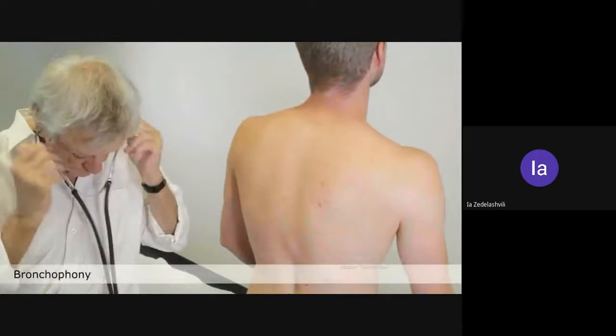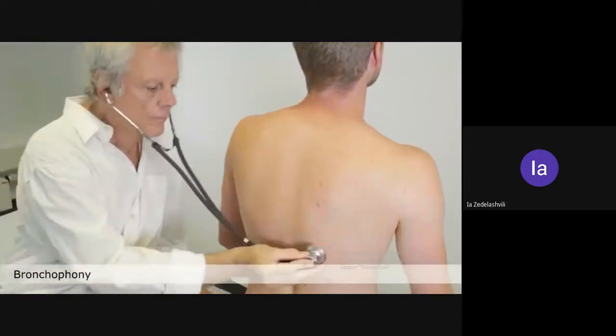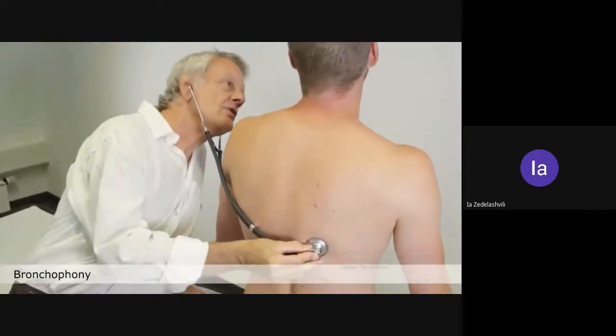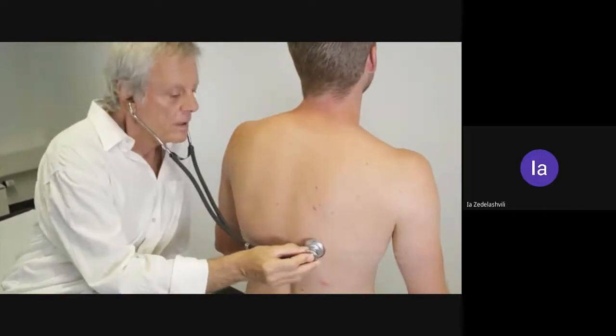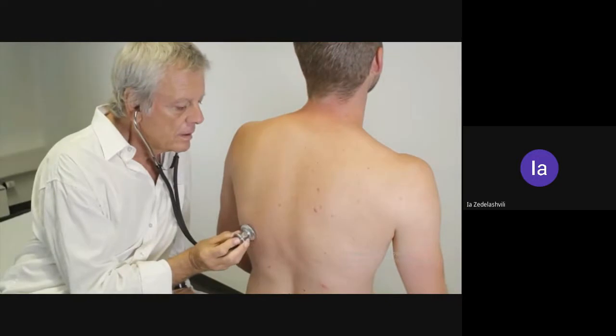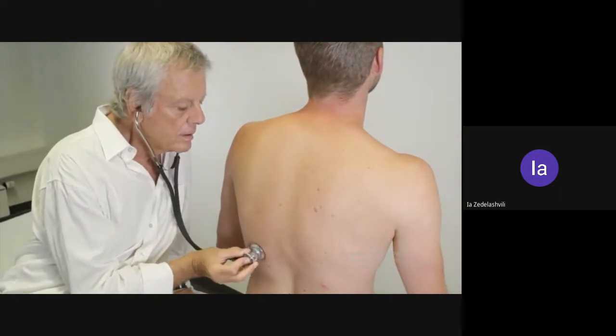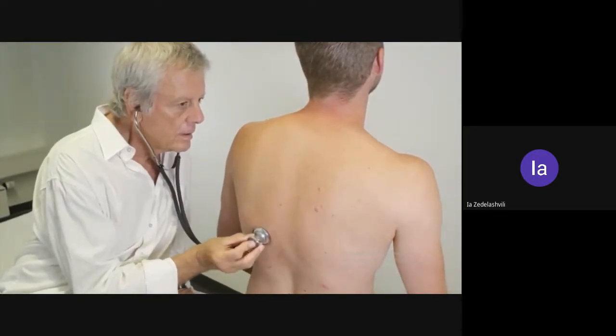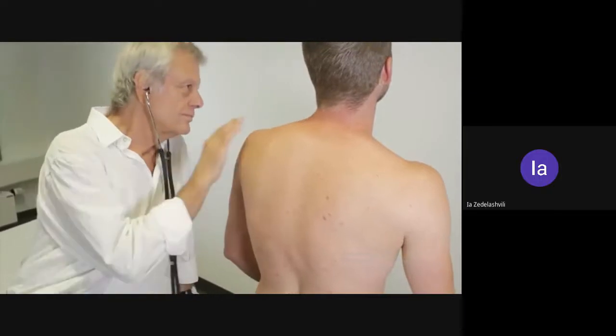Closely related to tactile fremitus is bronchophony. The patient is asked to whisper 66 while the examiner auscultates the lungs. In states of increased sound conduction, the whisper is louder. If sound conduction is decreased, it is quieter or may disappear completely.